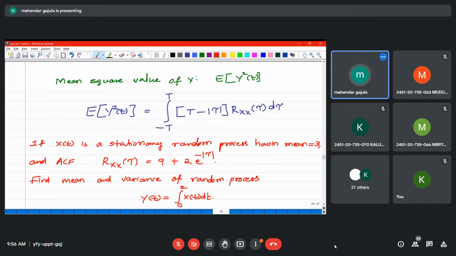The mean of xt is given, and the autocorrelation function of xt is given. We should find the mean and variance of yt, which is the integration of xt.